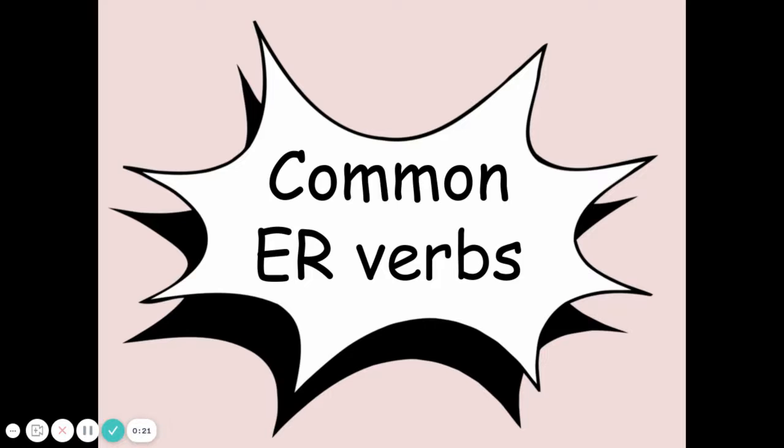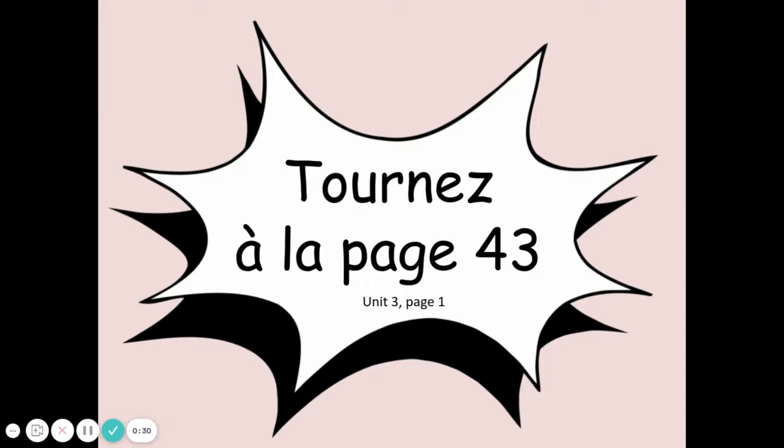So in your note packet, make sure you turn to Unit 3. This is the first page, and at the top it'll say Common ER Verbs. So tournez à la page 43, or Unit 3, page 1. You may want to start numbering your pages because it doesn't always say Unit 3 at the top.